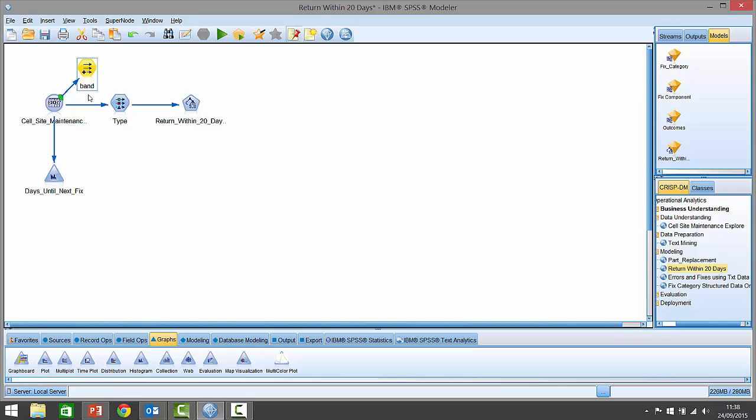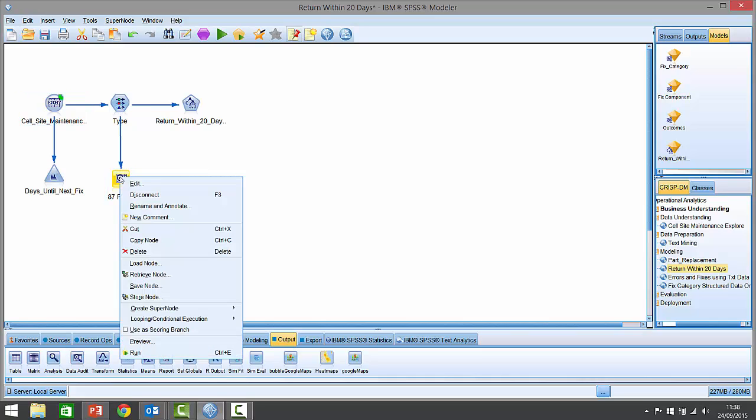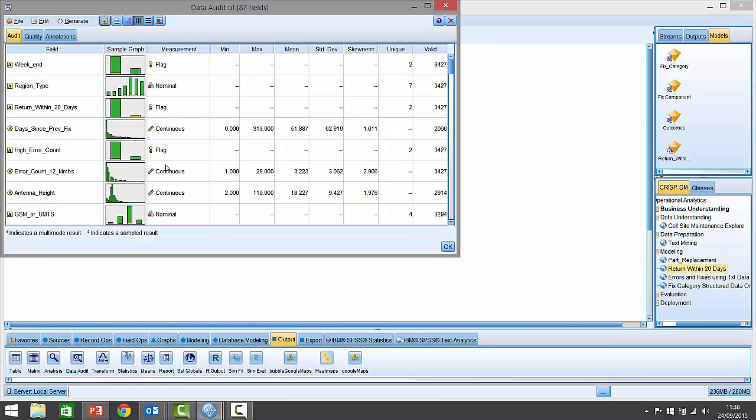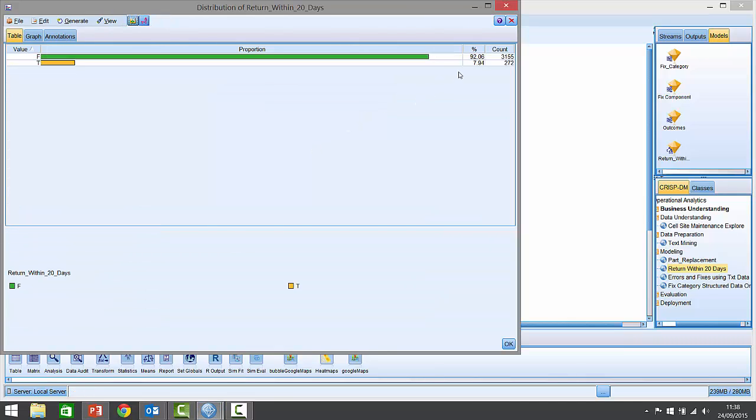So I've already created that field. And once again, I can just show you the data by putting a little data audit node on here. And of course, as we would expect, we've got quite a lot of fields we can work with. And the field that we're using, which is our target field, is return within 20 days, where only about 8% of the time does a visit occur again within 20 days of a failure being issued. But they're very interested in trying to predict that.